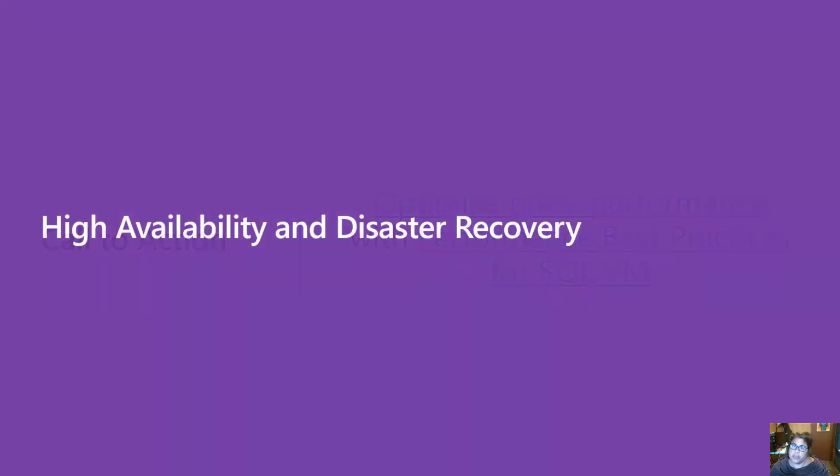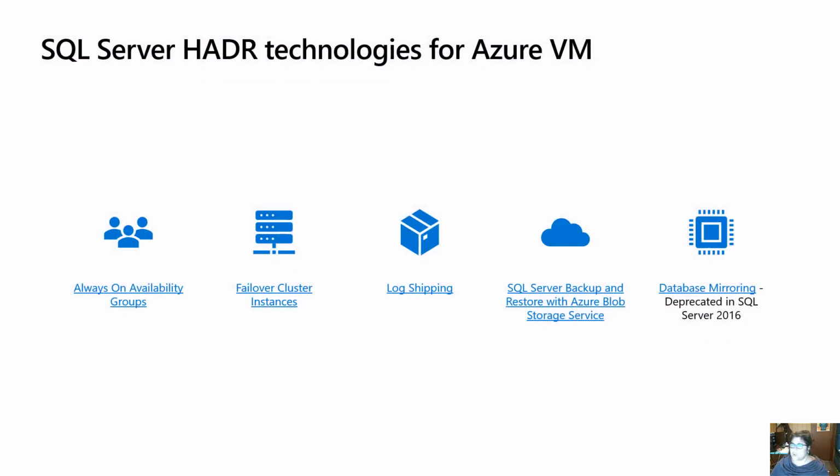Okay. Next topic we want to talk about is high availability and disaster recovery, because remember, when you're in Azure VM, that is an IaaS solution, so you need to be configuring high availability and disaster recovery yourself. We're not going to do it for you like we would with managed instance or Azure SQL Database. So what technologies are available to you in Azure VM? Again, it's basically on-prem SQL Server. So pretty much anything you can do on-prem, you can also do in an Azure VM.